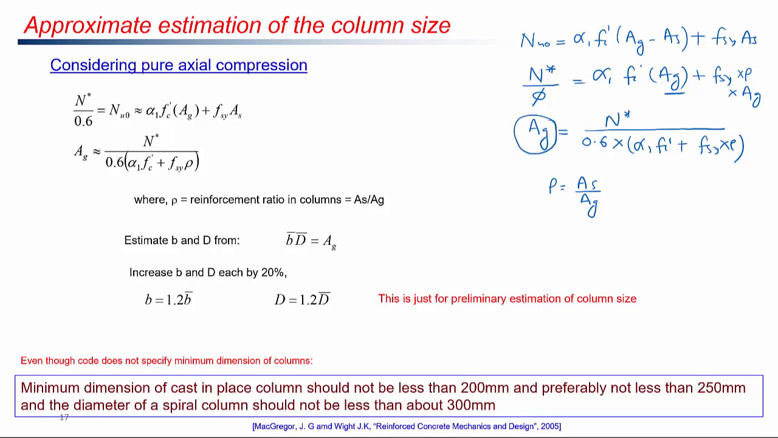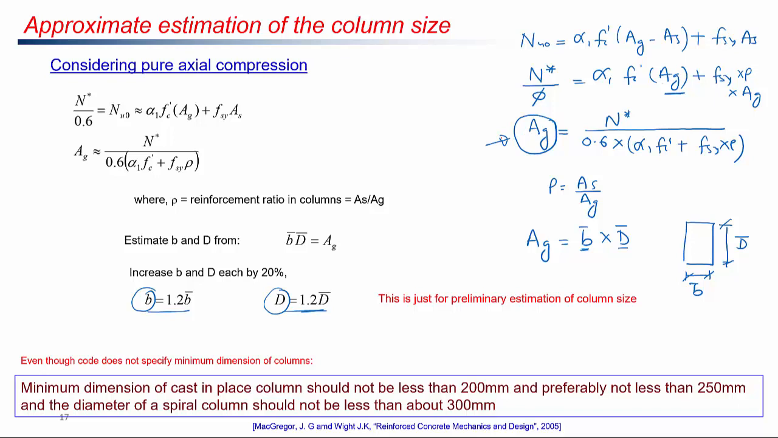Once you know the gross area of the concrete column, you can find out the size of the column by B bar multiplied by D bar, where B is the width of the column and D is the depth of the column. Now to make sure that the load capacity is satisfied, after finding B bar and D bar, the width of the column that you take is 1.2 times whatever you find out here, and D is taken as 1.2 times whatever you find out here. So that will give us the rough estimate of the size of the column that we require, that will meet your gross area of column requirement according to the axial load capacity.